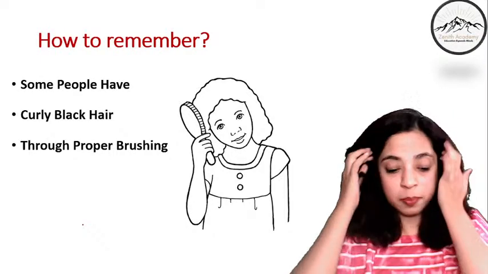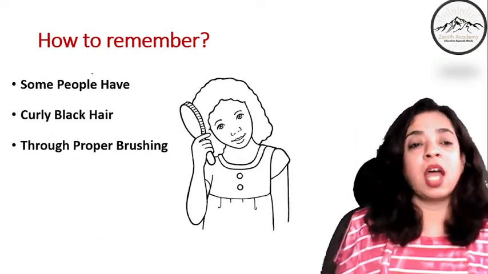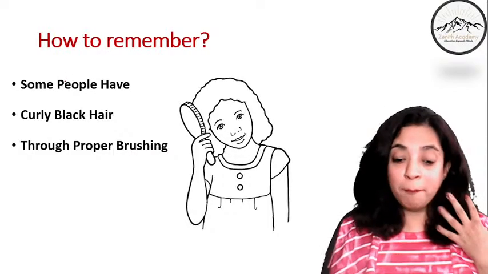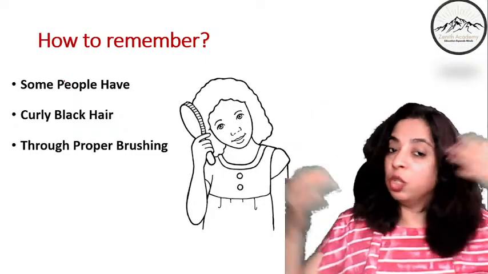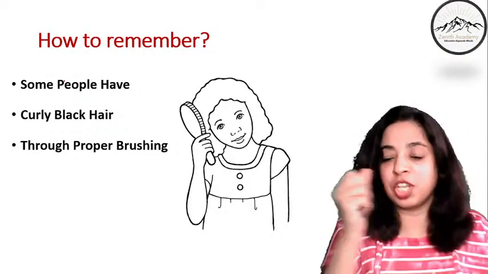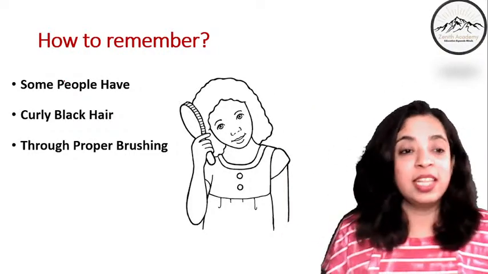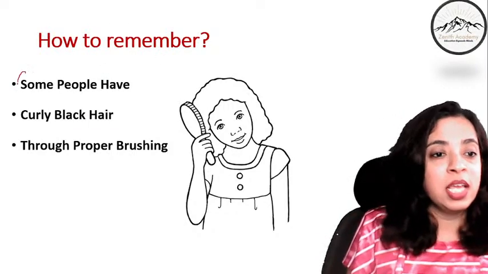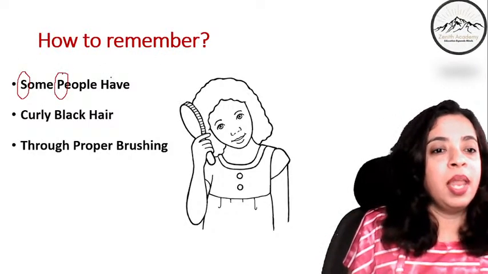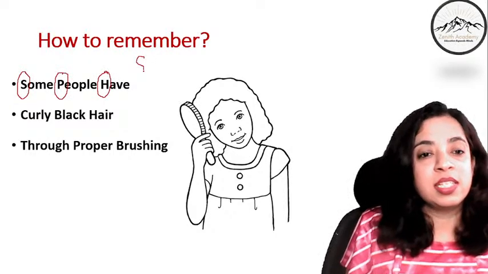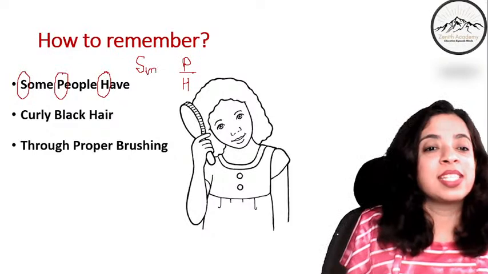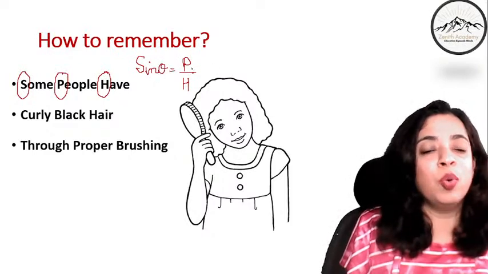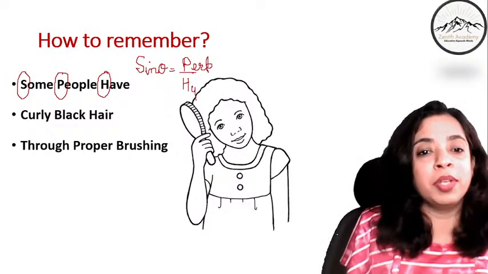Hi Aryan. So see here, how to remember this. Some people have curly black hair through proper brushing. So if you know this, this will be very interesting. See, some people have. What does it mean? That sine theta is equal to perpendicular by hypotenuse.